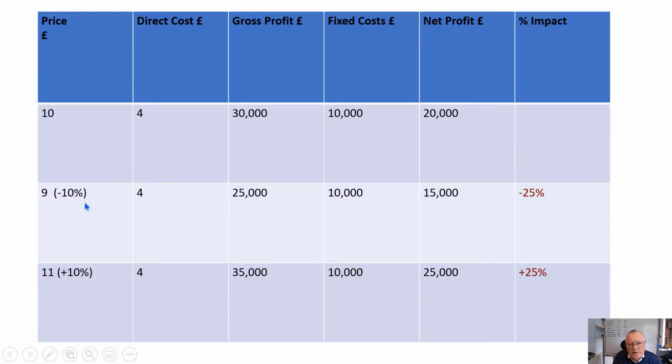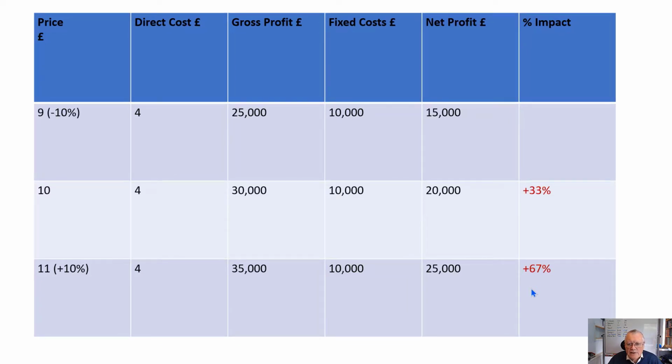Now, if we lower our price to 9, which is only a 10% reduction, it still costs us 4 as a cost of goods sold. But now we're only making 5 on everything we sell. So 5,000 units times 5 is 25,000. Take off the 10,000 overheads. We now make a net profit of 15,000, which is a reduction of 25%. On the other hand, if we can charge 10% more, 11, we're making 7 on everything we sell now. So 5,000 units at £7 profit on each, or $7 profit, is 35,000. Take off our fixed overheads, and we now make a bottom line of 25,000, which is actually 25% more.